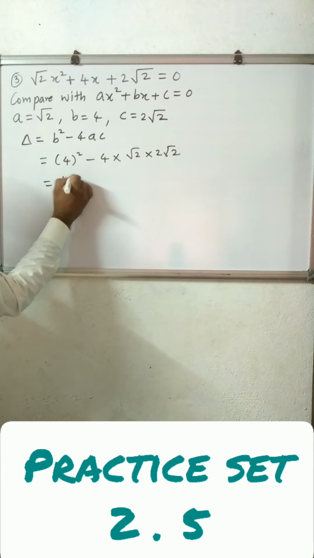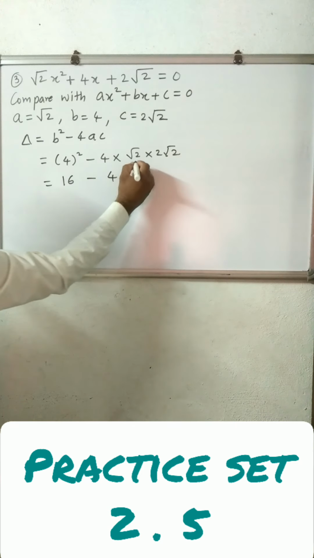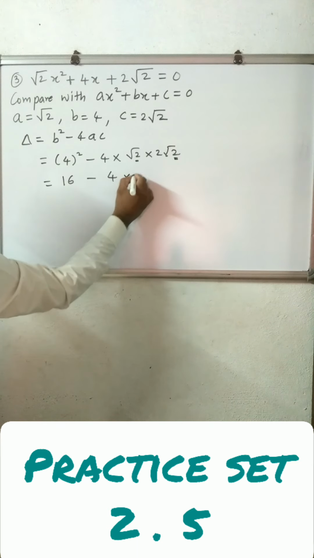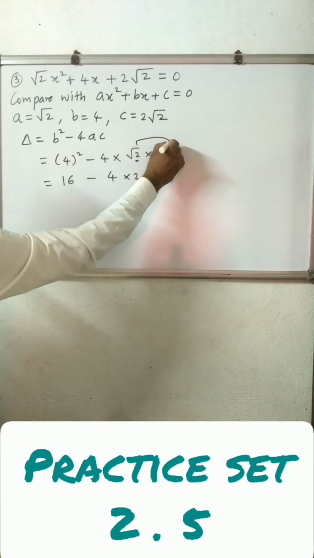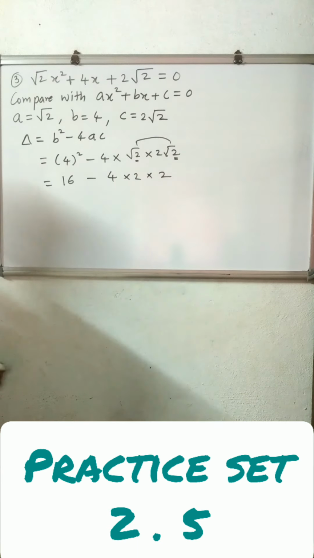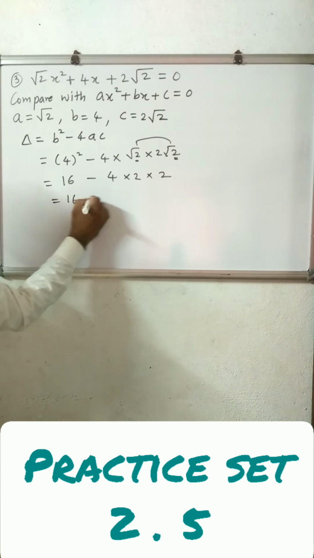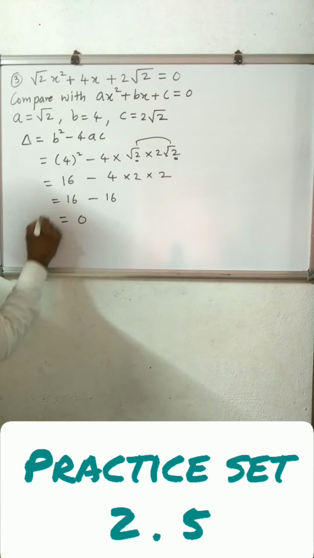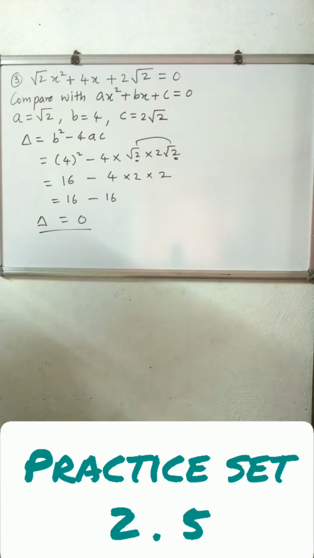So 4 square is 16 minus 4, this root 2 into root 2, 4 into 2, this root 2 into root 2 will be equal to 2. So 16 minus 4 2s are 8, 8 2s are 16. So the value of delta is equal to 0.